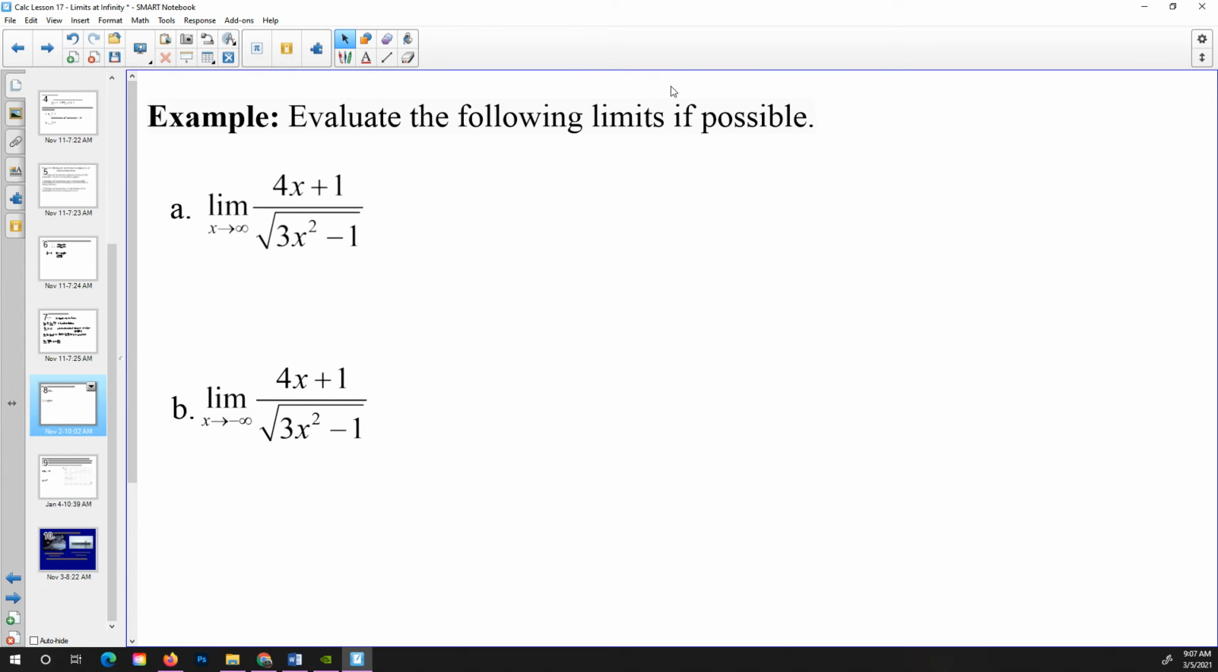All right, next example. Evaluate the following limits if possible. So I have a limit here as x goes to infinity of 4x plus 1 over the square root of 3x squared minus 1. I have to do a little bit of manipulation here because they're not exactly functions that I can write as a rational function. I can't write them as rational functions. So before I get started, I want to make a note. Note that for any x greater than 0, x is equal to the square root of x squared.